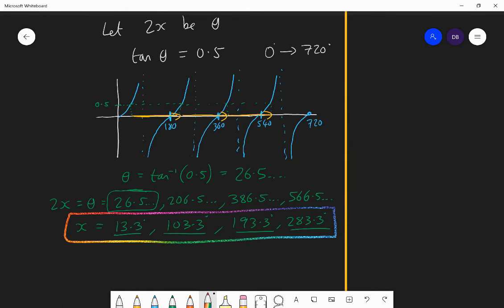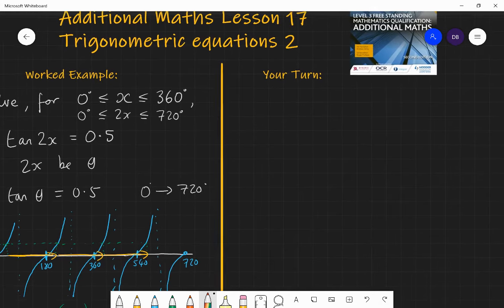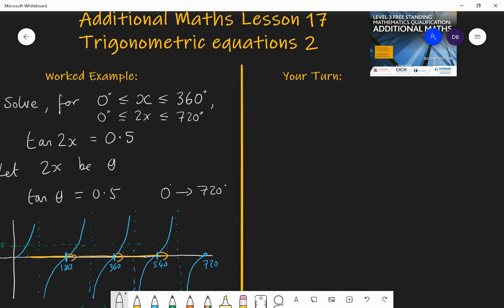So now, have a go yourself. This time, again, solve for x between 0 and 360 degrees the following equation: cos of 2x equals negative 0.7. Find all the solutions you can. So pause the video and have a go. If you want a hint, you should have 4 answers at the end.